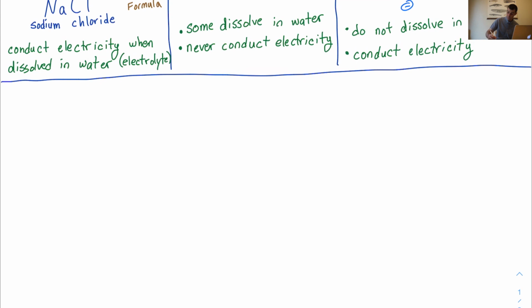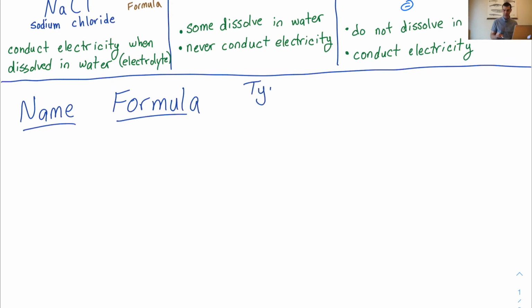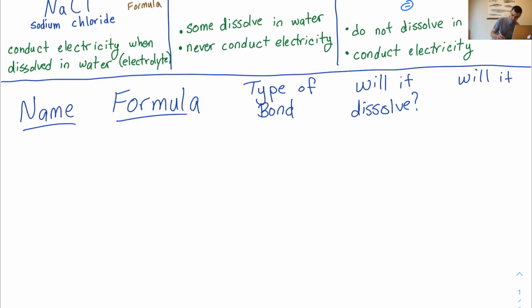I'm going to start with name, formula. Just write this out with me, or fast forward until I've got it written. Type of bond. Will it dissolve? And lastly, will it conduct electricity? And you could write this even shorter if you want. You could say name, formula, bond, dissolve, conduct. It's whatever. It's your life.